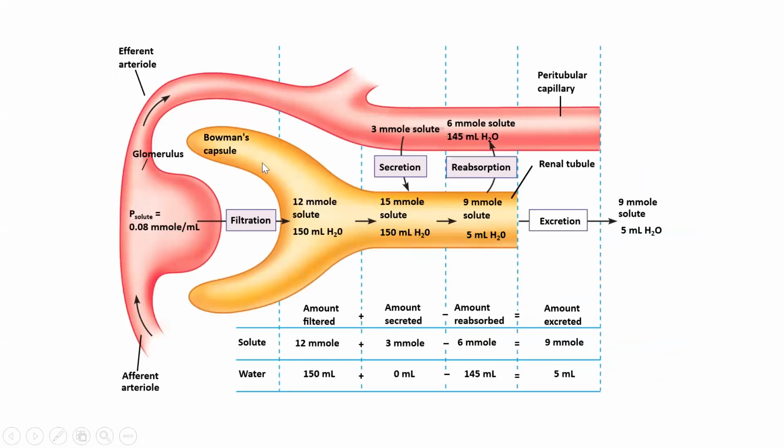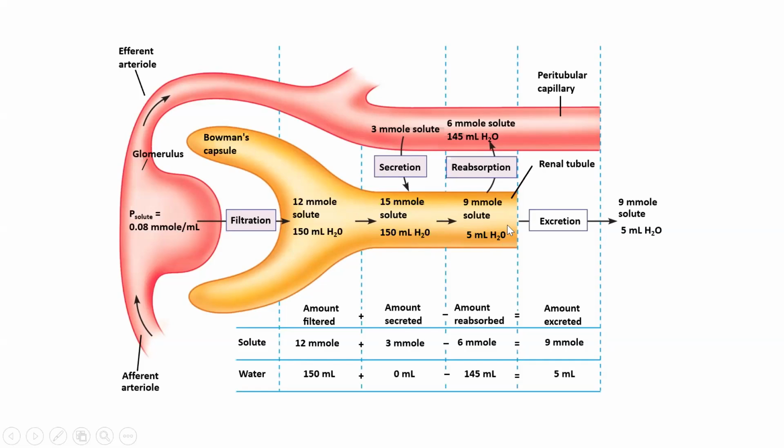Alrighty, so if we compare the osmolarity and the total volume of the solute, when it's first filtered, the total osmolarity is 12 millimoles. And this is just a representation of how much solute is dissolved in the filtrate at this point. The total volume of water is 150 milliliters. Now, as we move through parts of the tubule, we see that 3 millimoles of solute is secreted into the tubule. And so that gives us a solute concentration of 50 millimoles.